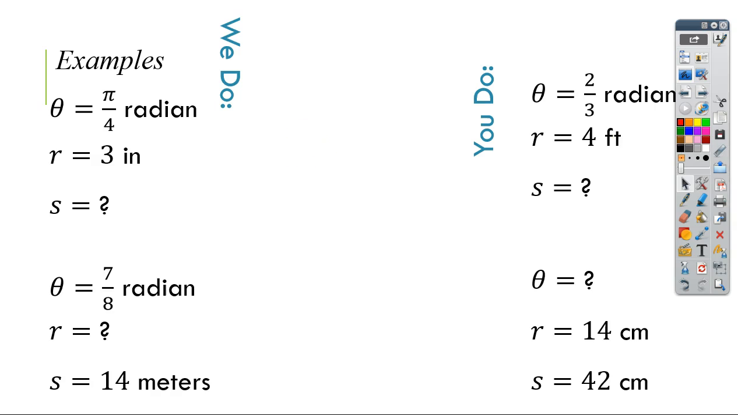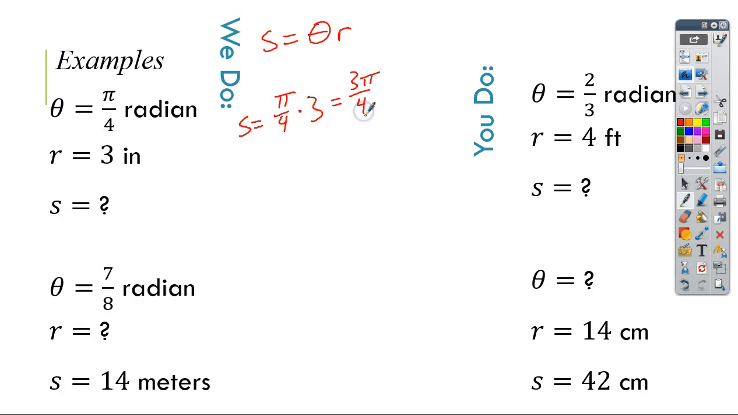So again, I just set up my formula. I just plug in what I know. My formula being S is equal to theta times R. So S is equal to pi over 4 times 3. Well, it's equal to 3 pi over 4.